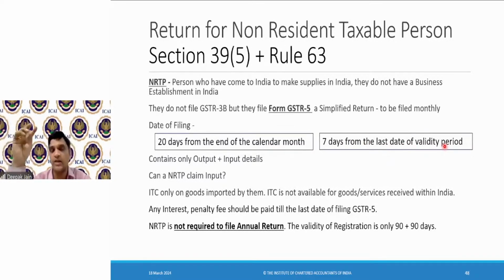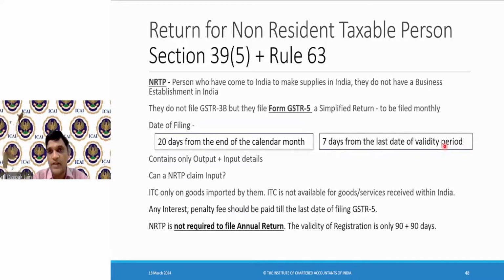So consider an example. Listen carefully here. NRTP came, he got the registration from 15th March, right? So for the month of March, he will file by 20th April. For the month of April, he will file by 20th May, right? For the month of May, he will file by 20th June. Now for June, how many days are left? Another 15 days, because the validity is 90 days, 75 days are over in March, April, May, and in June there are 15 days. When on the 15th day his registration lapses, he will have to file a return for that month of June.